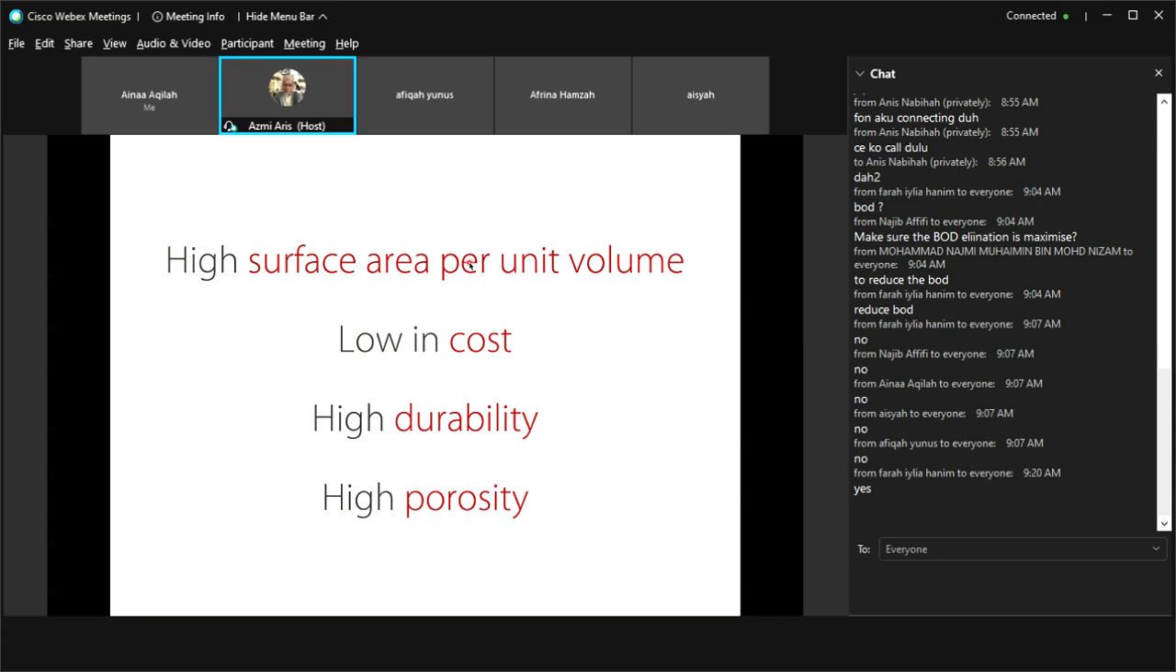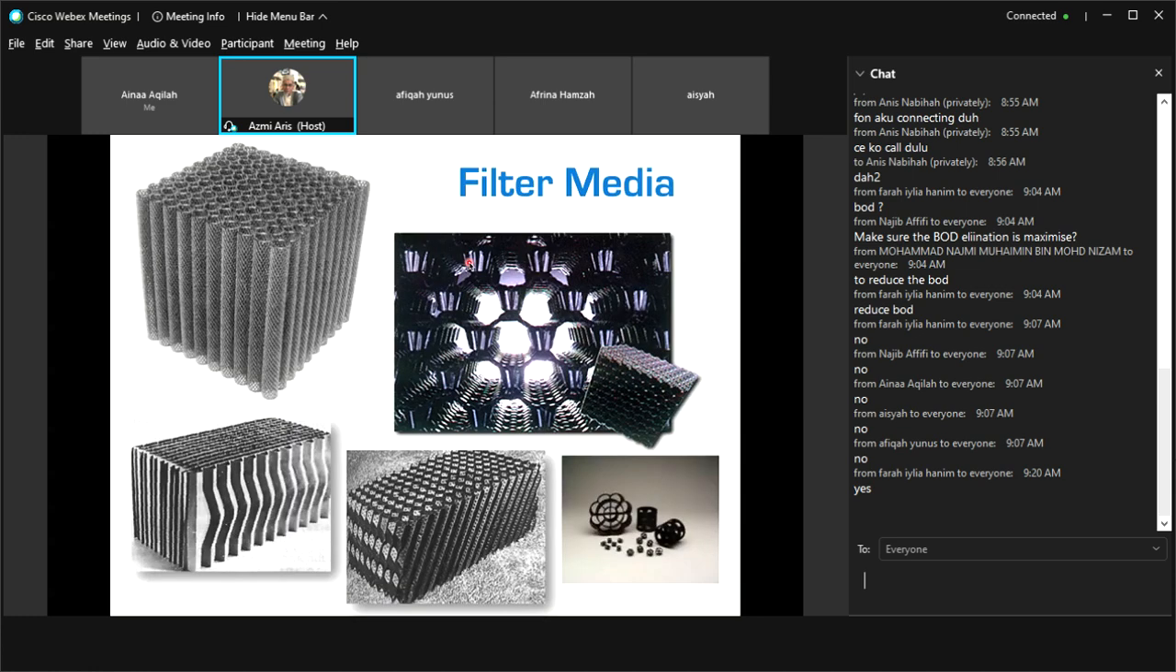Of media based on the high surface area per unit volume, low in cost, high durability, and high porosity. So for this media, the advantage is that you can design your own pore size. What pore size you want, what diameter you want for the pore size, you can design it on your own. But if you use stone, the size is random. The size of the stone is random.